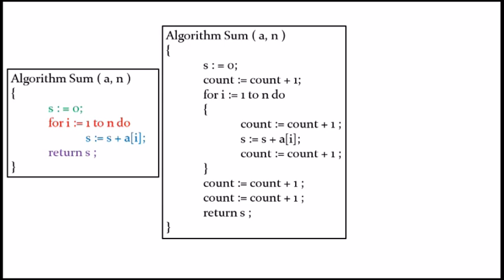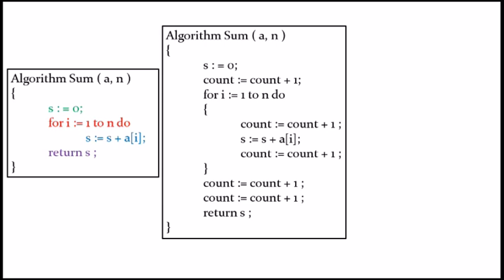Then for the false condition of the for loop, we have to consider one statement, meaning even when the condition becomes false, that time also we are counting. So that step has to be included. So the fourth step is for the false condition of the for loop, and the last, that is the fifth count statement, is for returning value s.